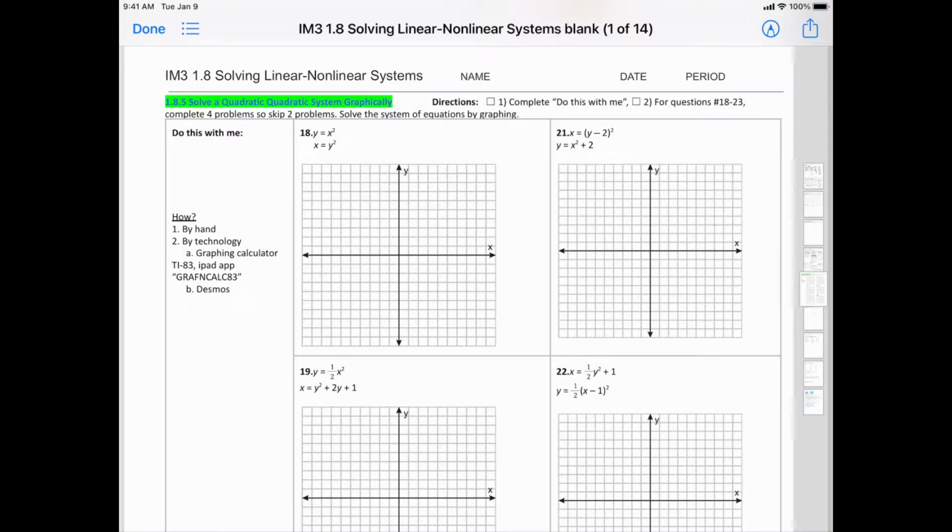Hey guys, let's go over 1.85, solving a quadratic system graphically. Go ahead and do this problem with me, and then you can go ahead and choose 4 of the questions in 18 to 23. Let's go into dark mode.